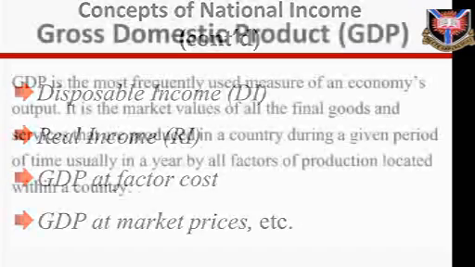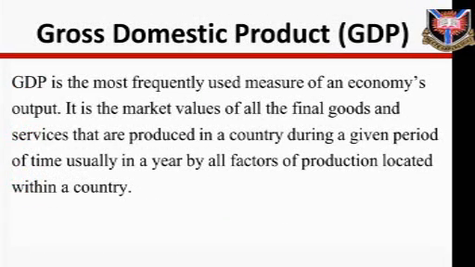Gross domestic product. The most frequently used measure of an economy's output or national income is the gross domestic product. GDP measures how much an economy produces in a given period, usually quarterly, that is every 3 months, half yearly, that is every 6 months, or on a yearly basis. It is the market value of all final goods and services that are produced in a country during a given period of time, usually in a year, by all factors of production located within a country.